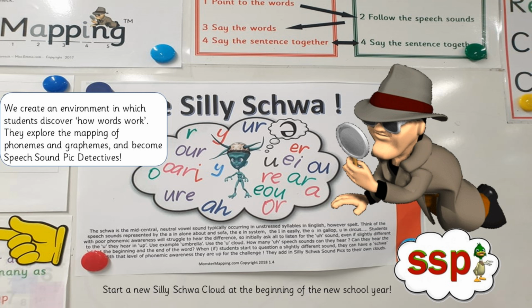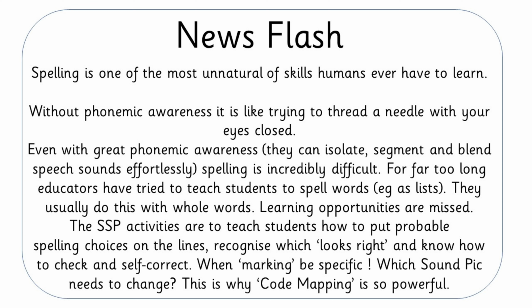As things happen, we'll grab those opportunities, those unplanned opportunities, because we are teachers, and that's what we do. Now let's get real about this. Spelling is one of the most unnatural of skills that humans will ever have to learn. It's even harder than learning to read in English. Learning to read in English is harder than learning to read in a lot of other languages.